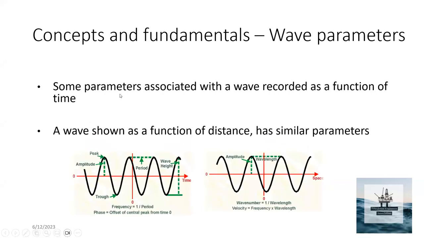Okay, the wave parameters. Some parameters are associated with a wave, recorded as a function of time or as a function of distance, like peak, trough, amplitude, period, and wave height. The importance of these parameters is that they define the wave itself. So we use these parameters in different ways, in different equations, so we can compute other parameters. They are all related to each other. The peak is the highest point in the wave cycle. The trough is the lowest point, and it is a negative value. The frequency equals 1 divided by the period. What is the period? It is the distance between two consecutive peaks or consecutive troughs.